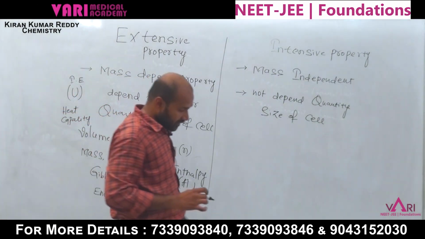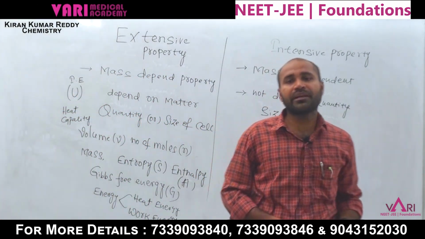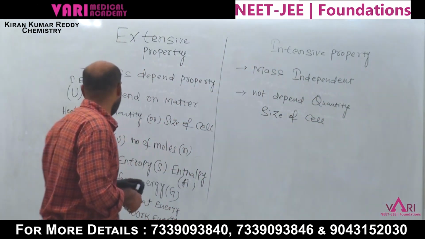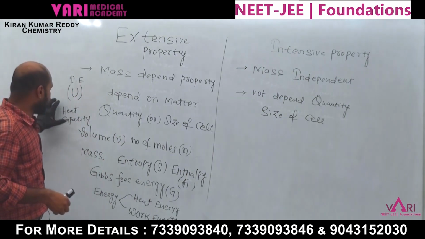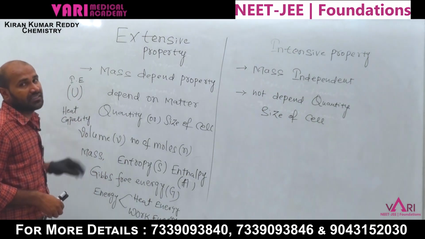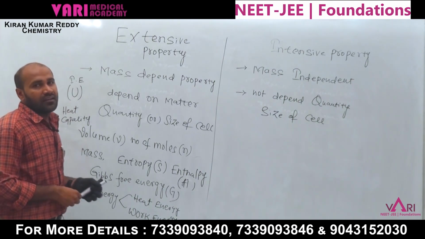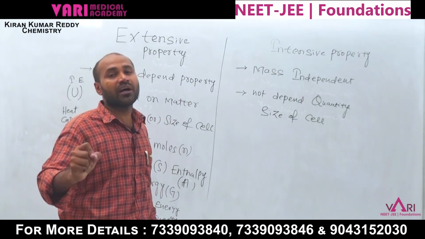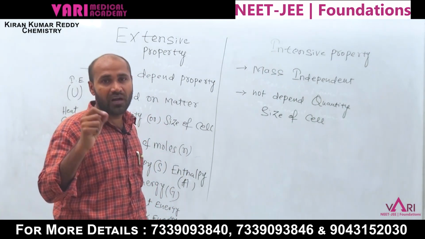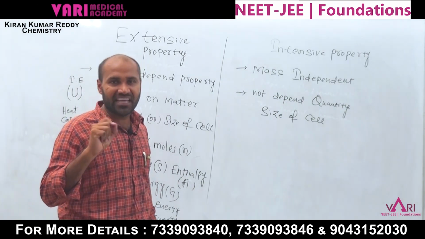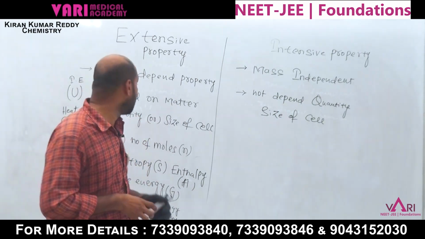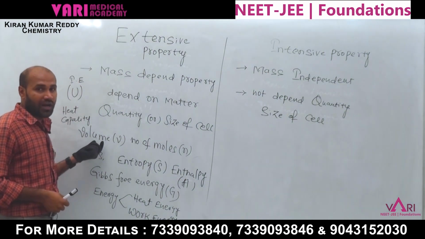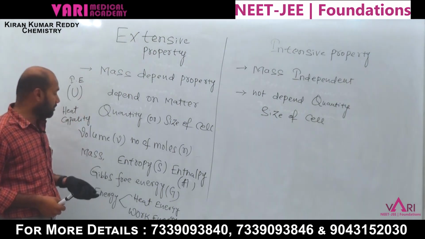What is the extensive property? The mass dependent property is called extensive property. In extensive property, examples are internal energy, heat capacity. What is heat capacity? The heat capacity of a substance is the amount of heat required to raise the temperature by 1 degree centigrade or 1 Kelvin. We can discuss later. Next, volume. Volume also is a mass dependent property.